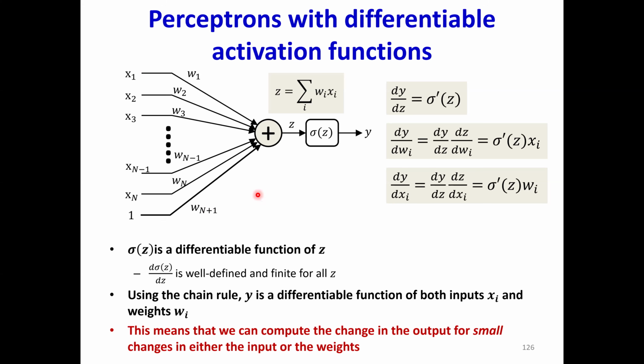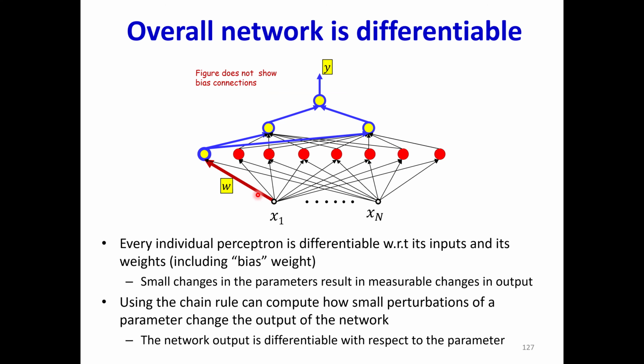Right. And this is beautiful. Why is this beautiful? Because when I look at a large network now, since every perceptron is so differentiable, I can tell you how much a small perturbation of this w will change the output of the perceptron. Now, continuing on, I can also tell you how much a small perturbation of the output of this perceptron is going to change the output of this perceptron. And so also how much a small perturbation of this perceptron is going to change the output of this perceptron, which means I can tell you how much a small change of this one is going to change the outputs of these two perceptrons.